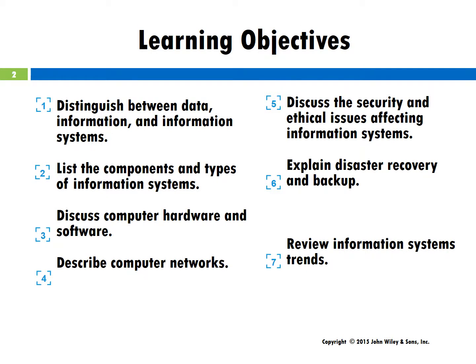So today we're going to talk about Chapter 14, which deals with technology. And there are 7 objectives for this particular chapter. One, we want to distinguish between data, information, and information systems. 2, we want to be able to list the components and types of information systems. 3, discuss computer hardware and software. 4, describe computer networks. 5, discuss the security and ethical issues affecting information systems. 6, explain disaster recovery and backup. And 7, review information trends in the industry.